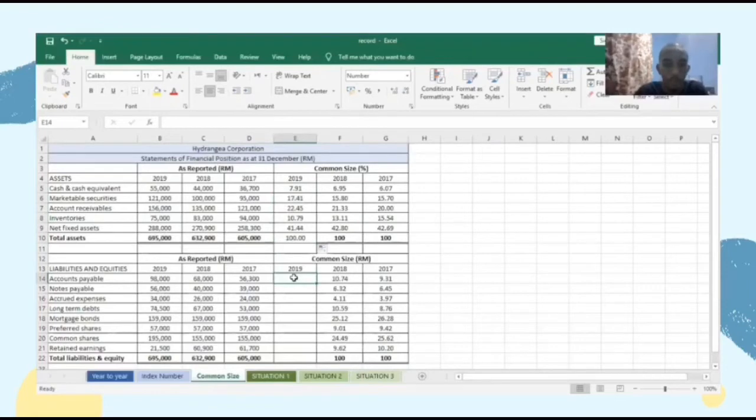Same goes to liabilities and equity. Equal the amounts divided by total liabilities. Don't forget to lock total liabilities cell. Close bracket, times with 100. Enter. Then double click. To find common size analysis for 2018 and 2017, use the same formula.